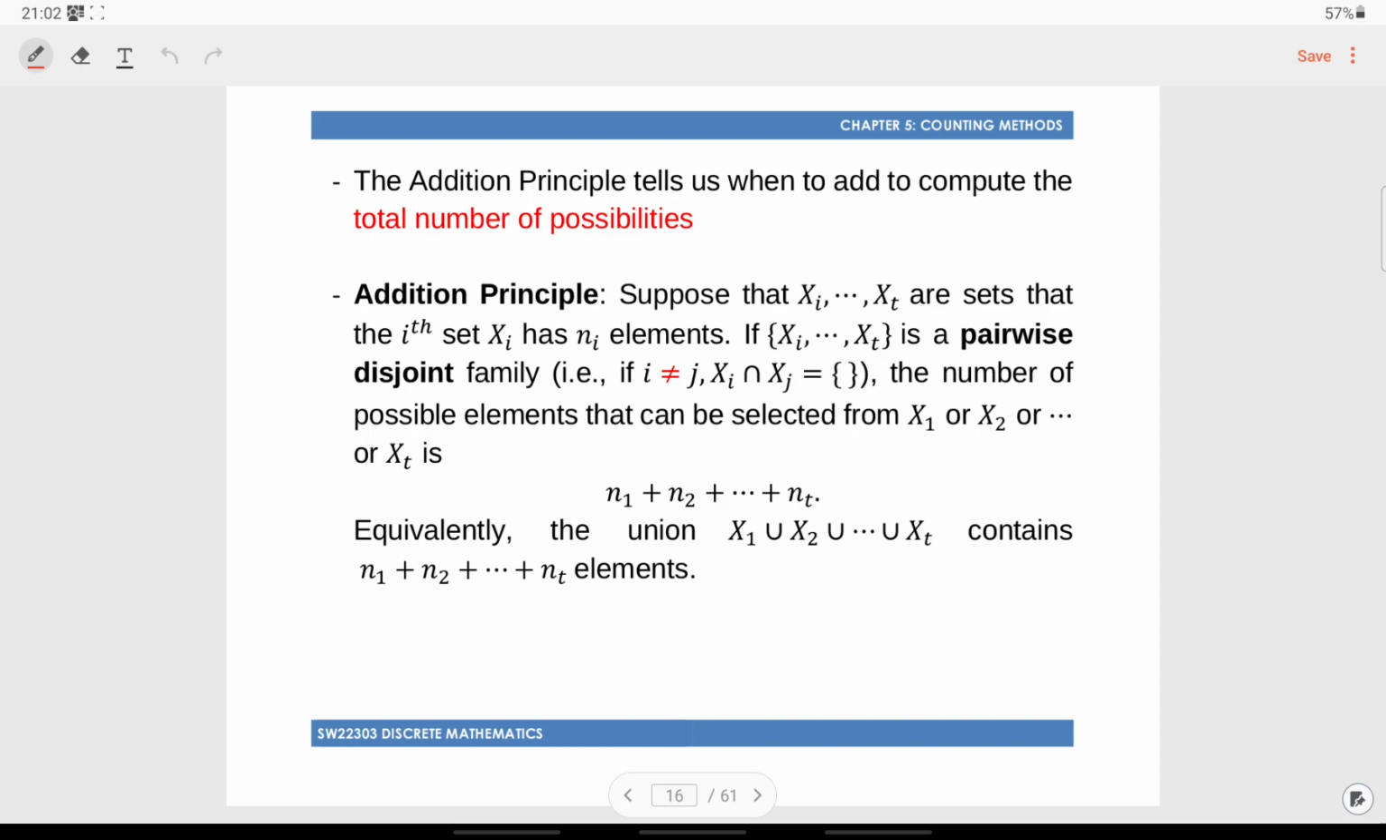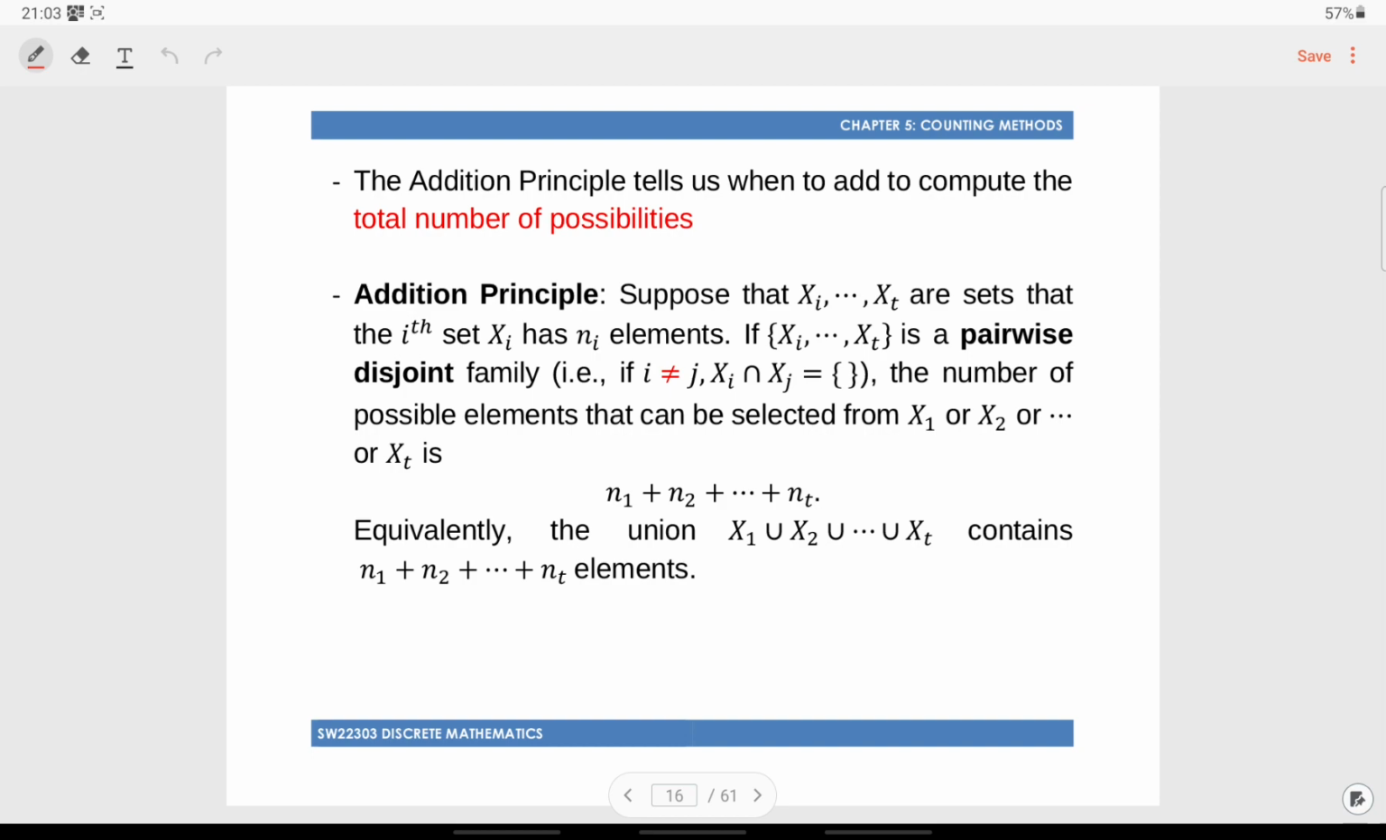Now we arrive at the second principle, which is the addition principle. The addition principle tells us when to add to compute the total number of possibilities. In the first principle, we learned when to multiply to compute the total number of possibilities. So in the addition principle, we learn when to add to compute the total number of possibilities. So we proceed to the addition principle.